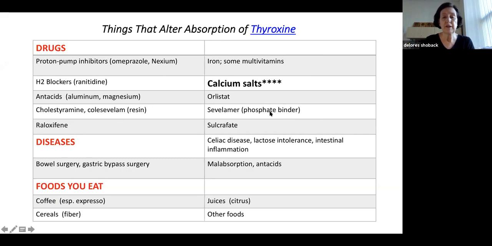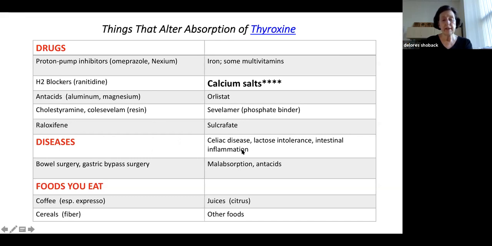Sometimes they're using phosphate binders. That's going to have an effect. Raloxifene can have an effect. Sulfate. And then disease. So these are some of the important drugs that can alter the absorption of thyroxine. And I've highlighted calcium because it can bind it and you're not going to get any thyroxine absorbed.